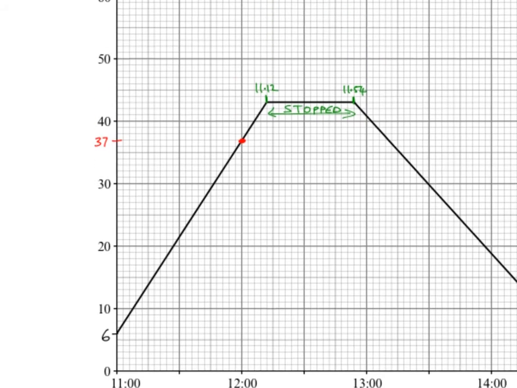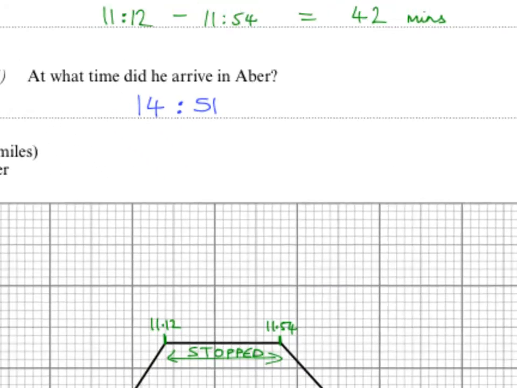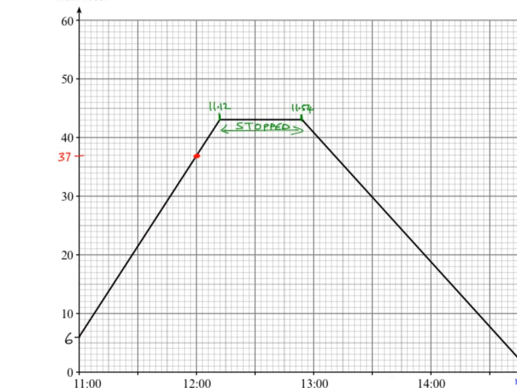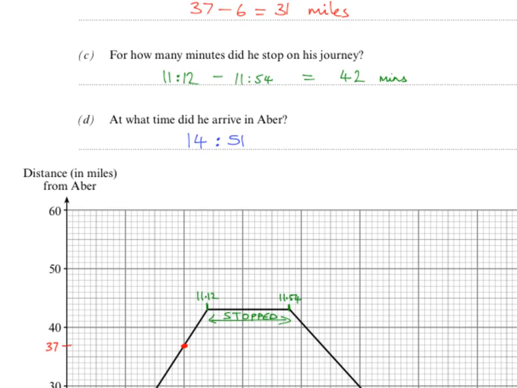Now, you were then asked, how far did you travel in the first hour? So the first hour came up to here, which was 37. But remember, he was 6 miles out when he started. So you needed to do the calculation, 37 take away 6. Very easy to miss. If you wrote 37, it's wrong. It needs to be 37 take away 6, because he was 6 miles out when he started, as I've already said. So it's 31 miles, okay?